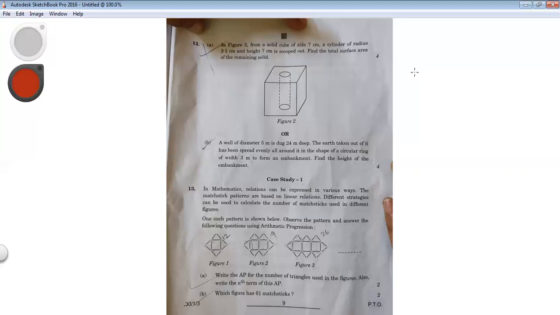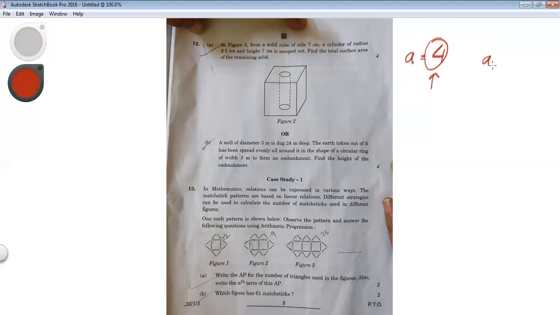Right. So the AP for the number of triangles used in the figures. Let's say if it is the first figure, in the first figure you are going to be using 4. In the second figure, you are going to be using 4 plus 2, then plus 2, right? So first figure, you are going to be using 4 as the first term of the AP. So the number of triangles in the first one is 4 triangles.